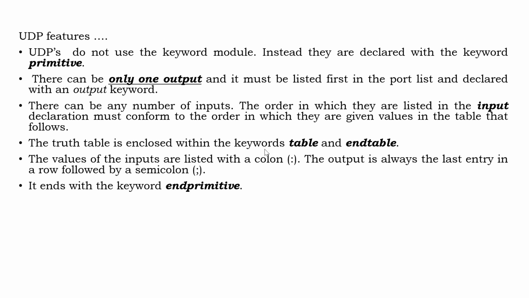The truth table is enclosed within the keywords table and endtable. For the user defined primitive, a table is required. Generally, it is a truth table of the corresponding circuit. The table must be inserted between table and endtable. The values of the inputs are listed with a colon. The output is always the last entity in your row, followed by the semicolon. Finally, it should be completed with the endprimitive.